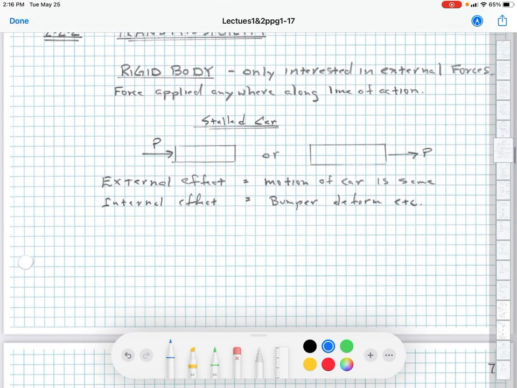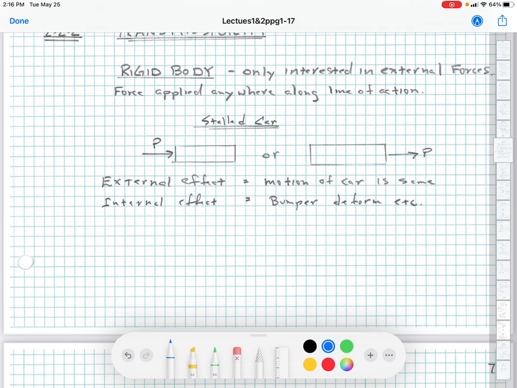Talk a little bit about transmissibility when you have a rigid body. Like here's an example of a stalled car. You can push on it from left to right here with a load P, or you can pull with that same load P, and it's going to do the same thing. Hopefully it's going to move that stalled car to the right.